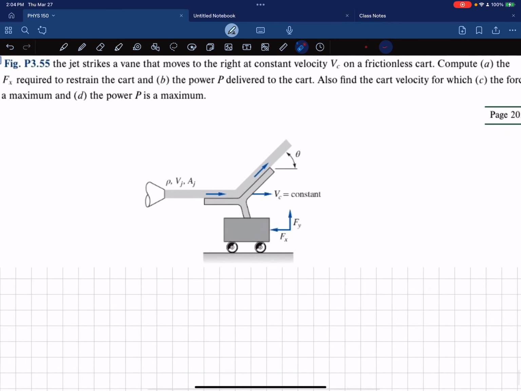So the first thing that we should do is to mark the control volume. So that's our control volume boundary. Here we're going to take the motion of the fluid relative to the cart. You can see that the cart is moving to the right at a velocity of Vc, right? It moves here.